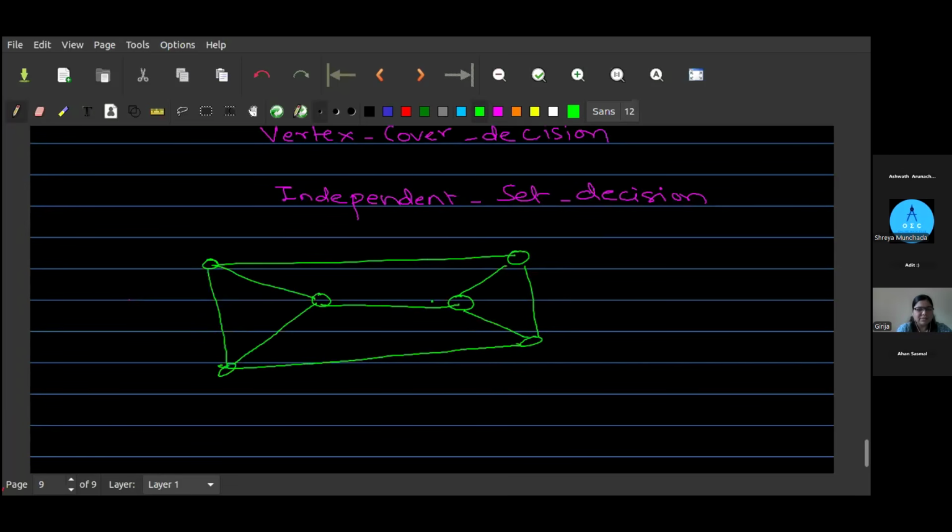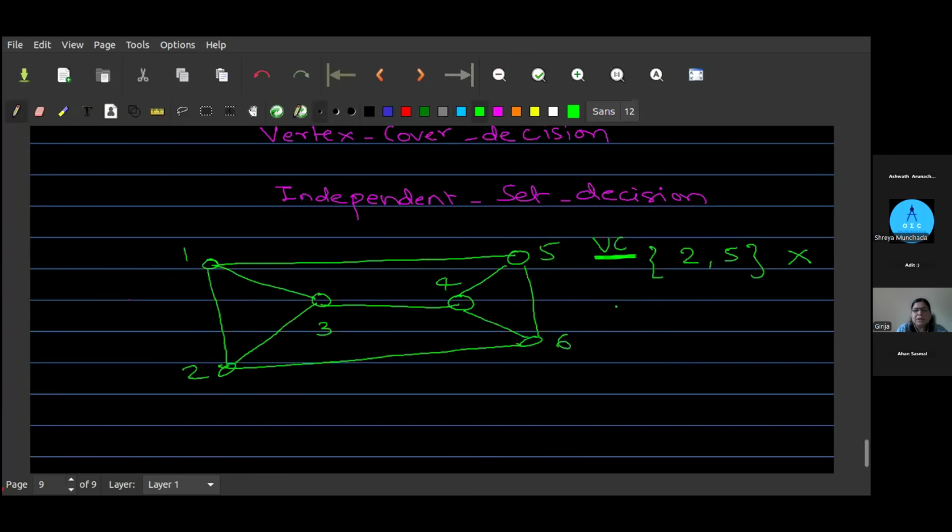So let's look at this simple example. Let me give some numbering: 1, 2, 3, 4, 5, 6. Now if I talk about vertex cover, let's say I just take 2 and 5. Is 2 and 5 a vertex cover? It's not, because edge 3-4 is not covered, 4-6 is not covered, 1-3 is not covered. A lot of edges remain uncovered. So 2 and 5 is not a vertex cover.